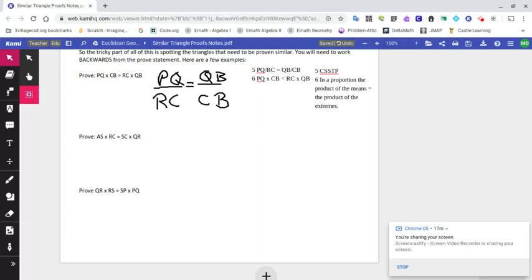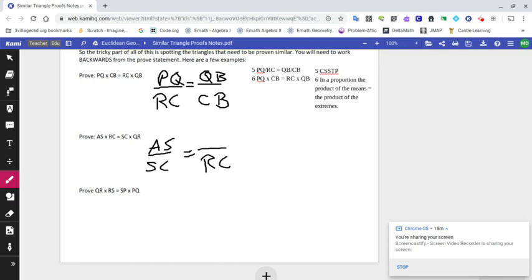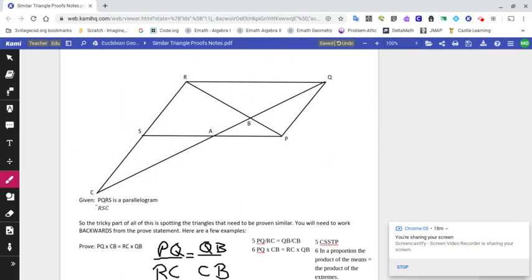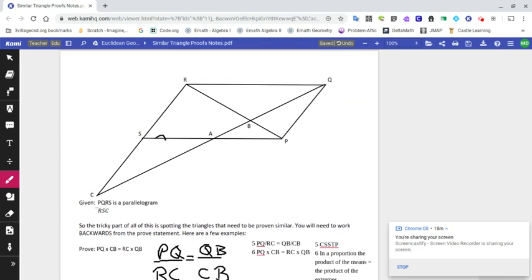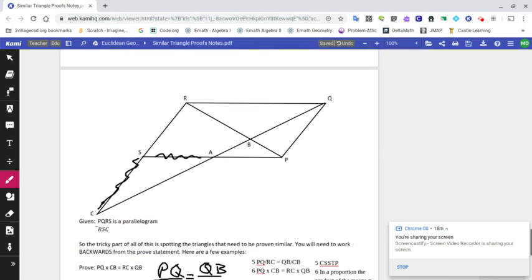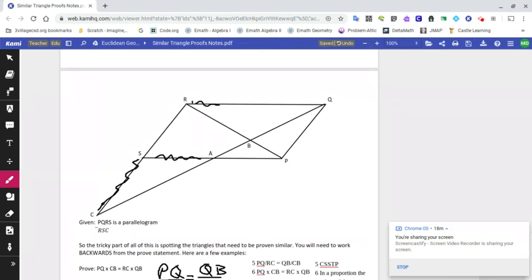All right, let's look at another one. AS times RC equals SC times QR. All right, so I'm going to build my proportion. First, AS and RC have to be diagonal from each other, and SC and QR have to be diagonal from each other. So now I'm going to look back up here. AS and SC, it's AS and SC. And I've got QR and RC. QR, and RC is this one.